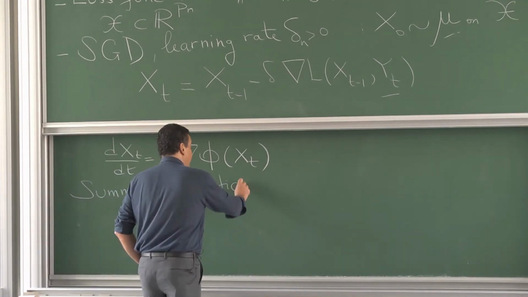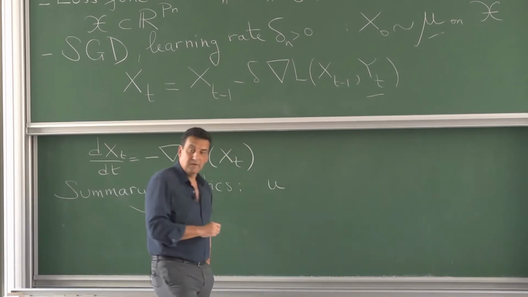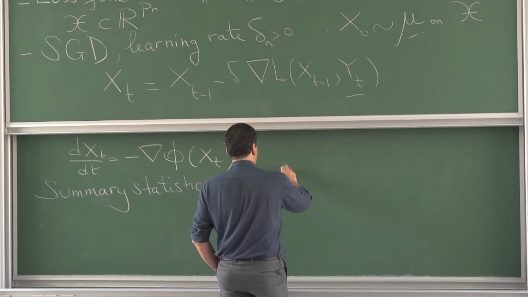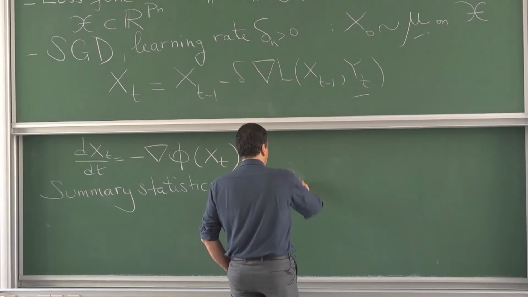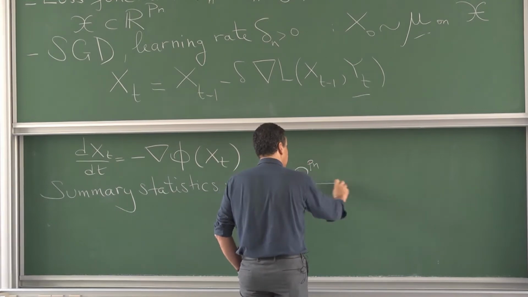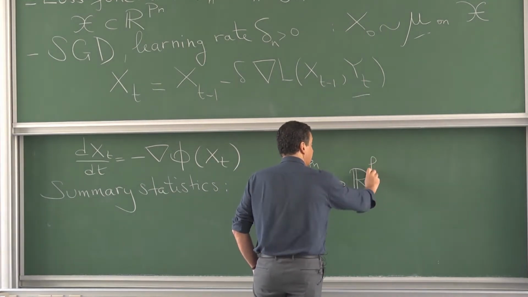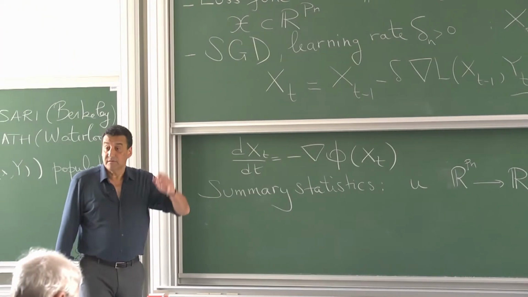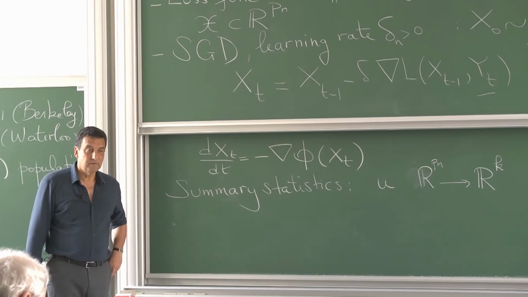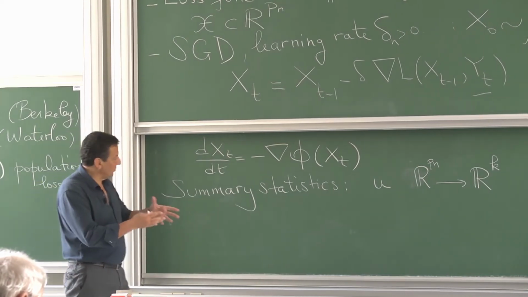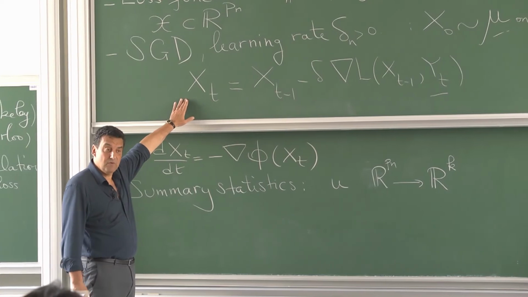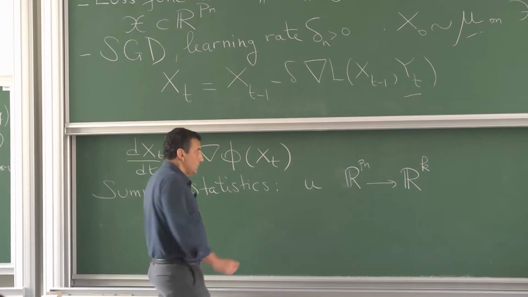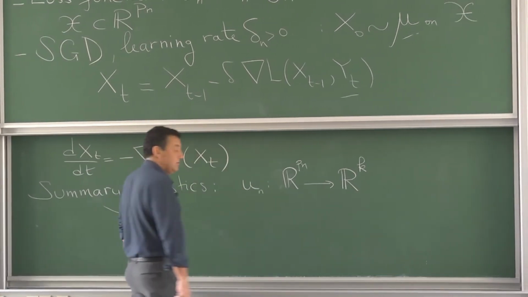So it would be something like a function u from our space of parameters, which was R^p, let's say, to some fixed R^k, right? So k now will be fixed, say 5. And now you're looking at the 5-dimensional projection, if you want, of your stochastic gradient descent flow, and you want to see if you can say something about it, right? So this u would be a u sub n with my convention.